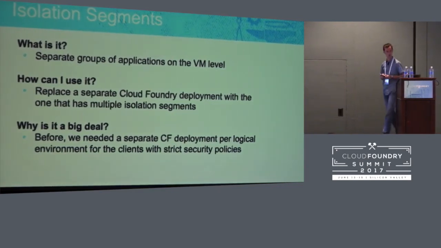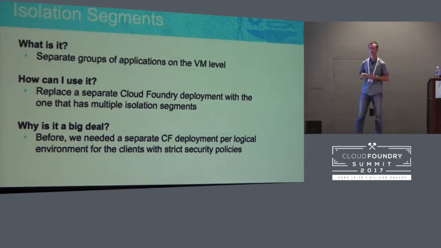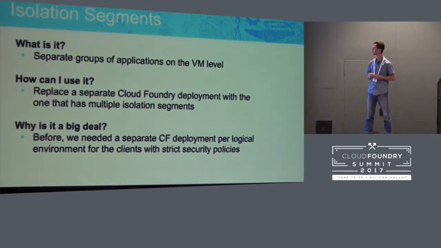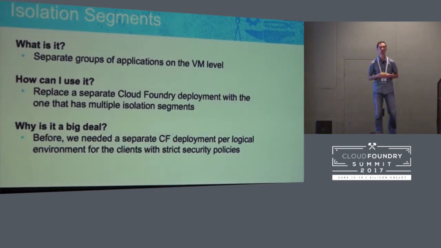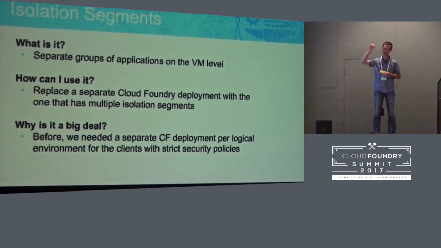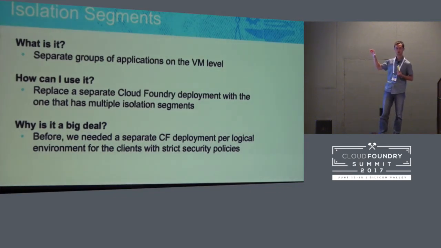And the last technology I want to speak about, and I wish I had this technology one year ago, is isolation segments. Isolation segments allow you to define a group of applications that run on a particular set of hardware, so you can efficiently separate different environments, not only on the container level, but on the VM level. And combined with routing groups, you can separate traffic from these isolation segments to separate Go routers.